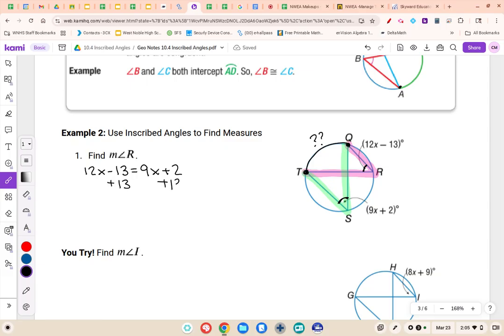So I add 13 to both sides. I subtract 9x on both sides. I get 3x is 15. So x is 5. That's not my final answer though.